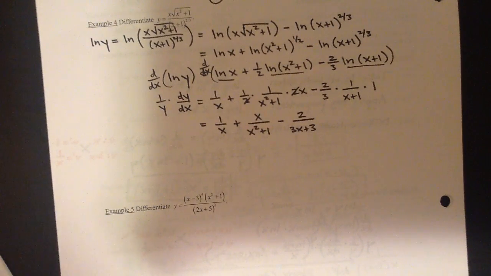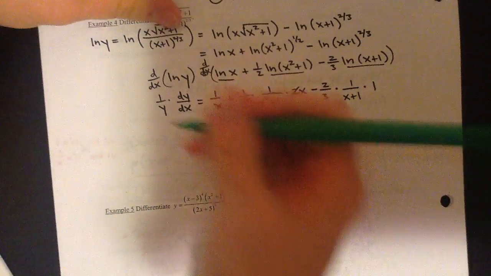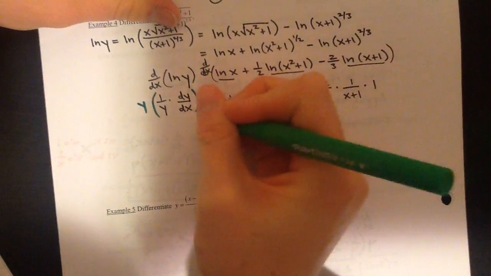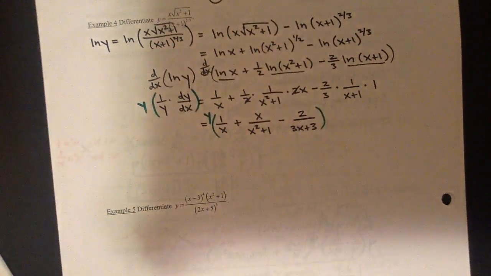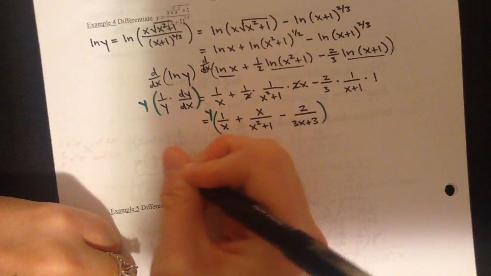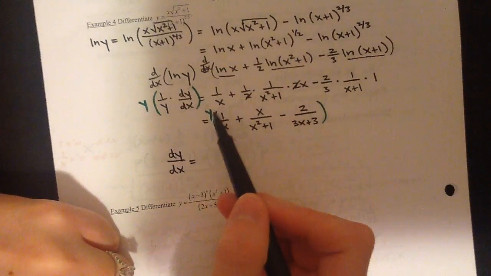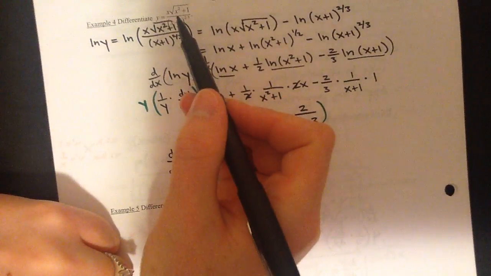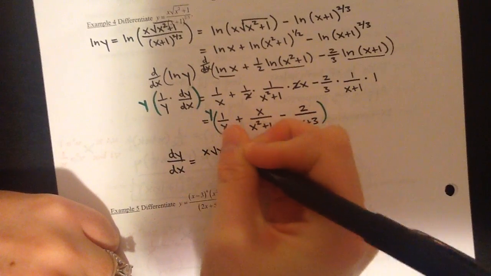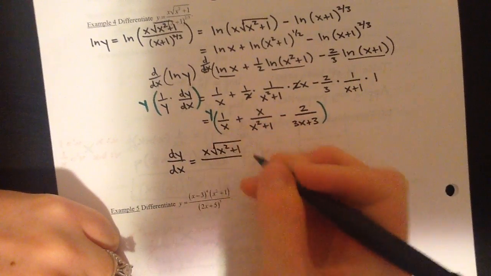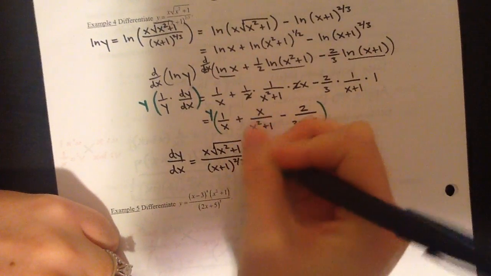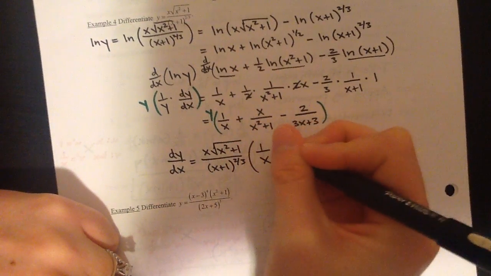The last thing that I can do, just like I did the previous problems, is I multiply both sides by y so that I can get the dy by dx by itself. So the dy by dx is now all alone on the left-hand side. But remember, just like in the previous problems, we don't want to leave this as a y. We want to replace the original function. So instead of y, I'm going to write x root x squared plus 1, and then over x plus 1 to the 2/3, and then times this entire beautiful quantity.